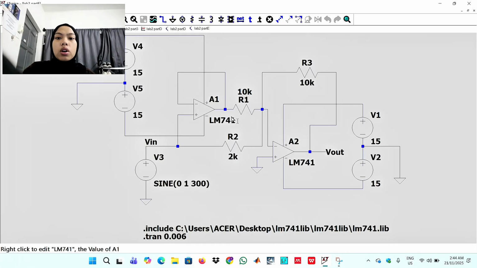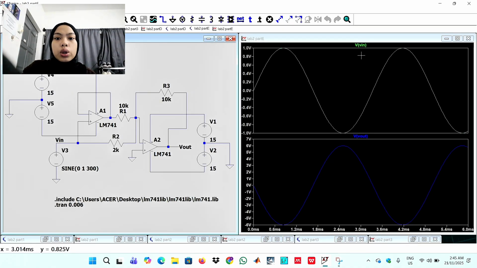The simulation confirms that the output is the weighted sum of both inputs with inversion due to the inverting configuration. The waveform changes according to the combination of the inputs, and a small amplitude reduction can be seen at higher frequency. In the experiment, the result is the same as the calculated value.